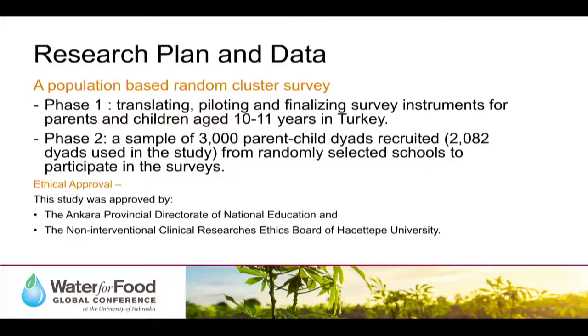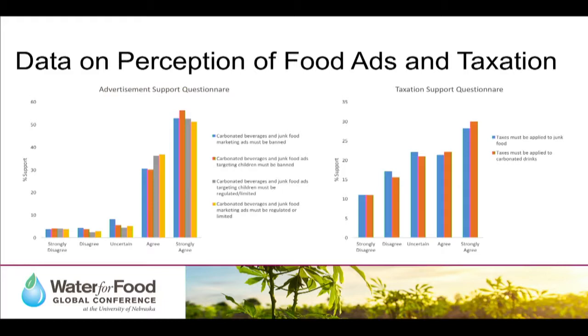So in order to help us come up with a consumer utility framework, we utilized the survey data that was collected in Turkey. This was a survey based on surveying not only children but also parents. Using this study, we were able to understand consumer perceptions of advertising of junk foods, as well as consumers' perceptions of taxation of junk food products.